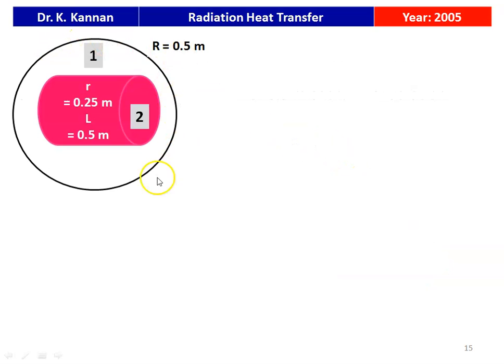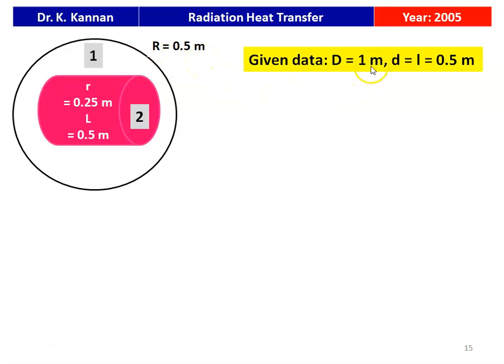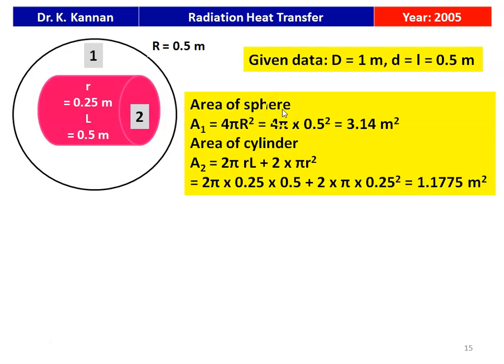So this is the sphere of radius 0.5 meter. We are given diameter equal to 1 meter. I take capital R equal to 0.5 meter, and small r is the radius of the cylinder. The diameter and the length equal 0.5 meter, so we take radius equal to 0.25 meter, length equal to 0.5 meter. We calculate the area of the outer sphere, 4 pi R square, 4 pi into 0.5 square equals 3.14 meter square.